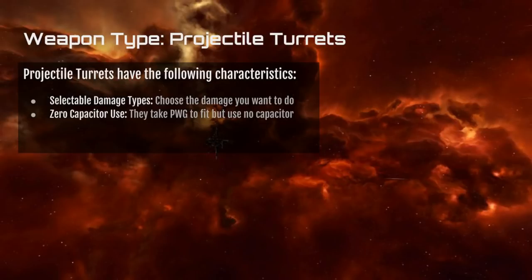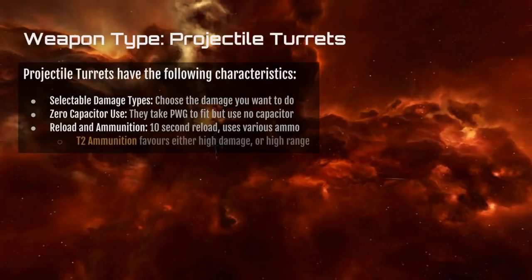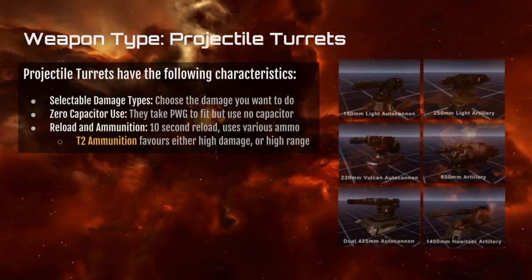They take 0 capacitor to use because you're not using energy to fire those rounds, you're using a chemical replacement. They have a 10-second reload time and they use various types of ammo. And T2 ammunition tends to favor either high damage or high range. Now, in the case of projectile turrets, it's both high damage and high range because artillery is nasty.